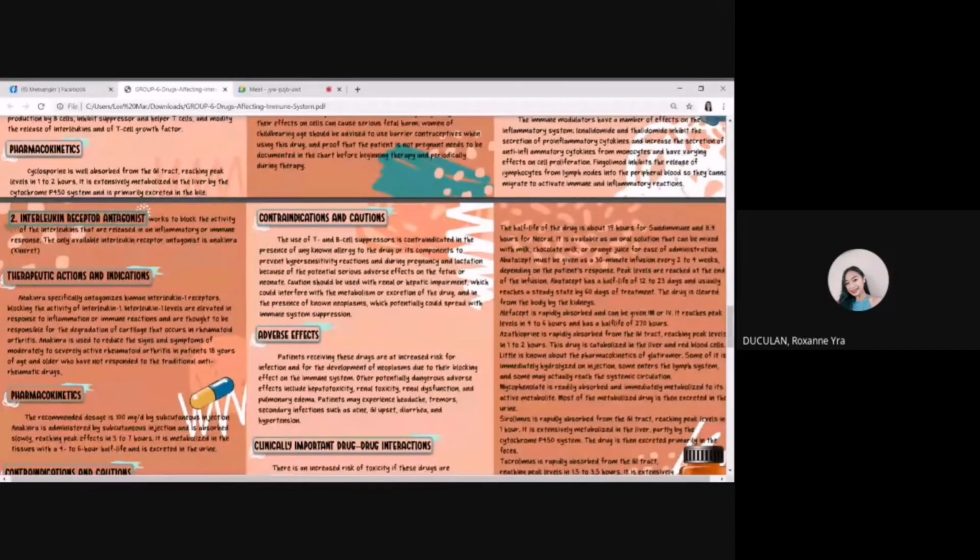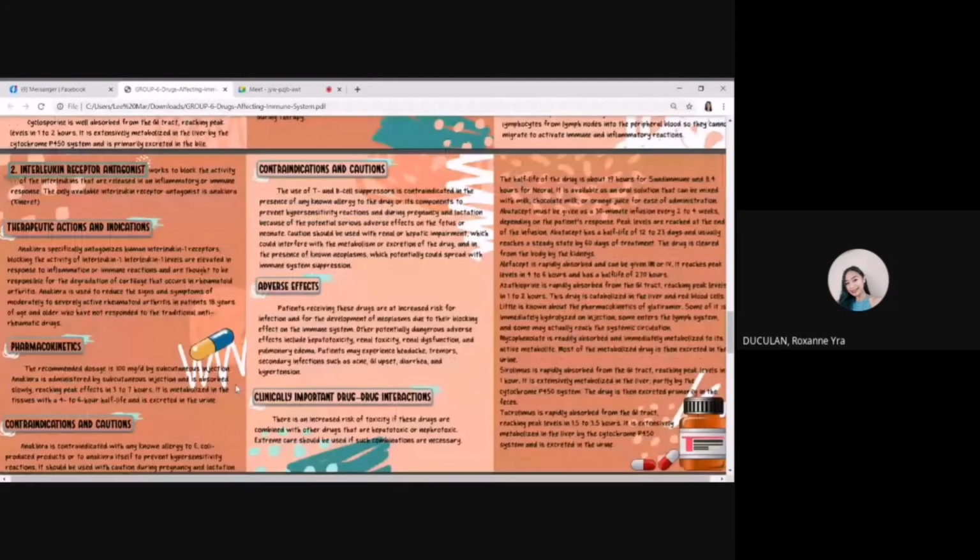Anakinra is administered by subcutaneous injection and it's absorbed slowly. Reaching peak effect is in 3 to 7 hours. It is metabolized in the tissue with a 4 to 6 hour half-life and is excreted in the urine.